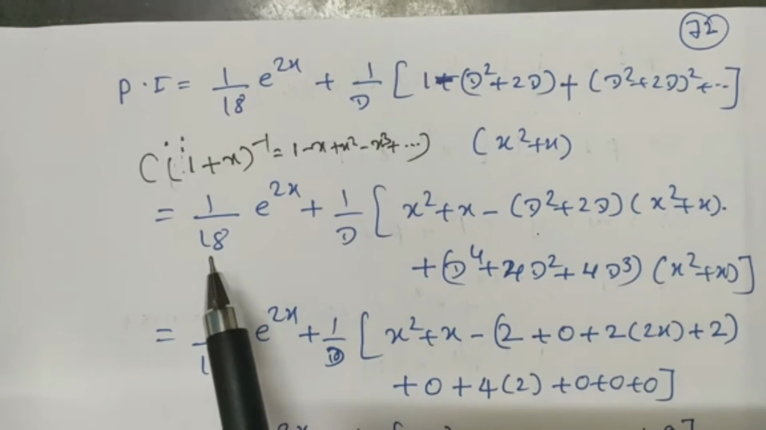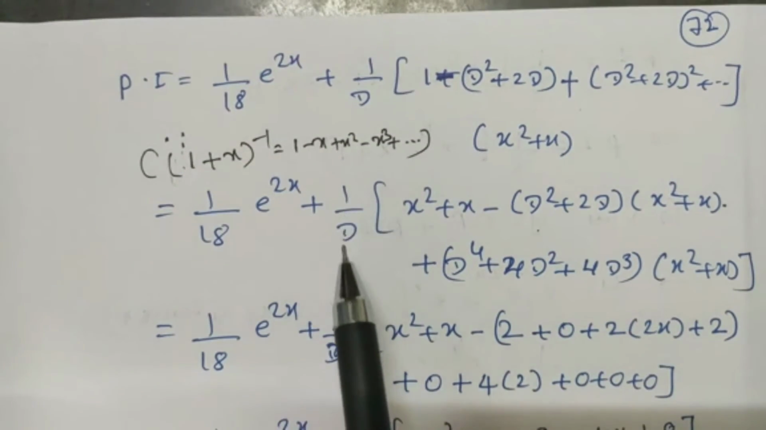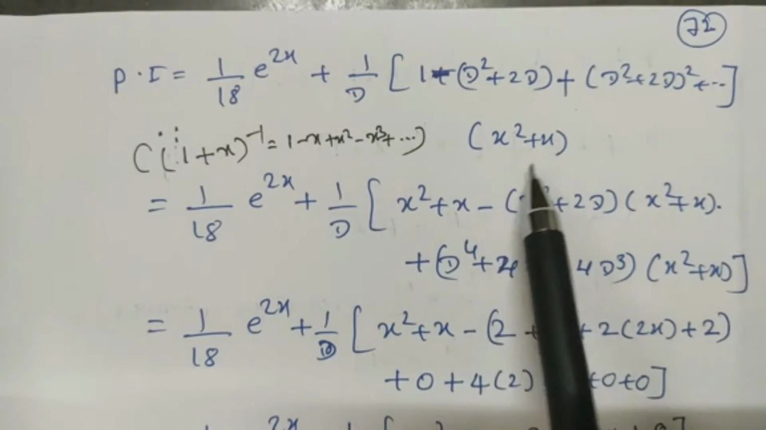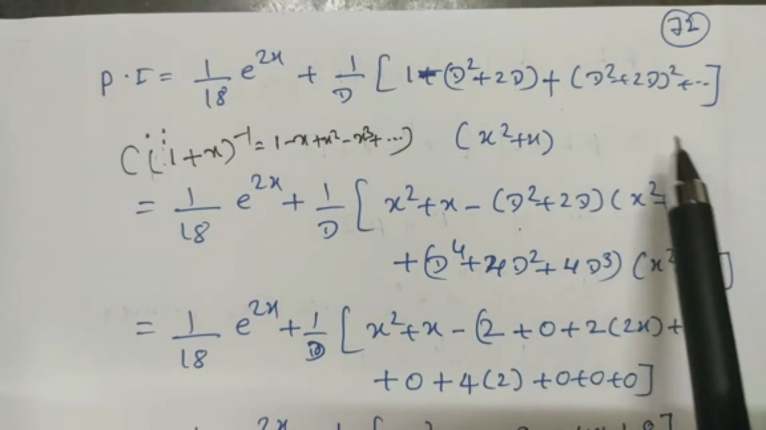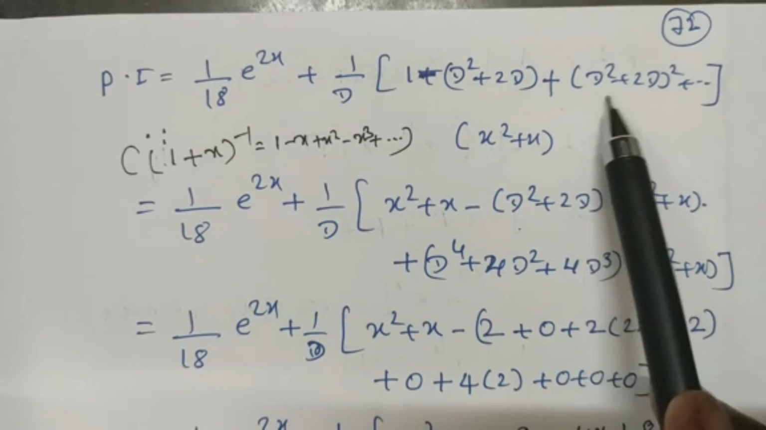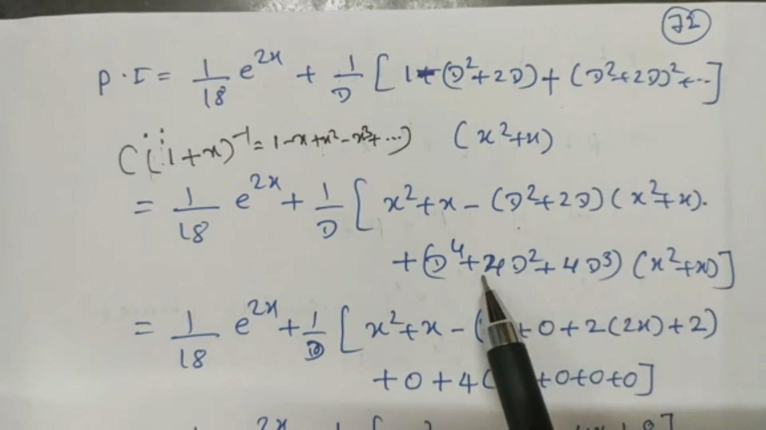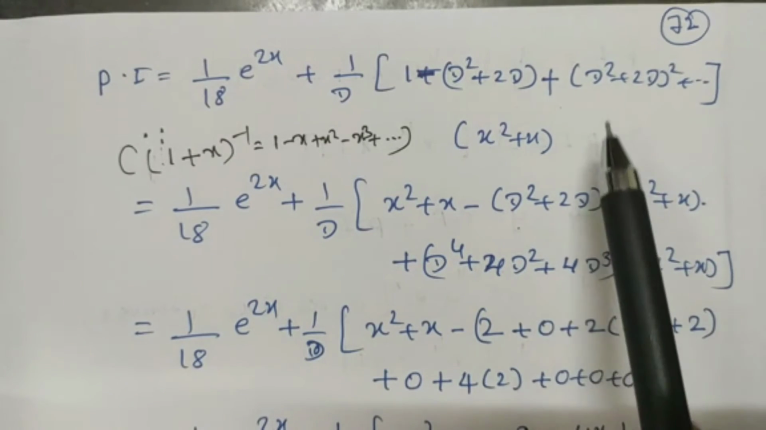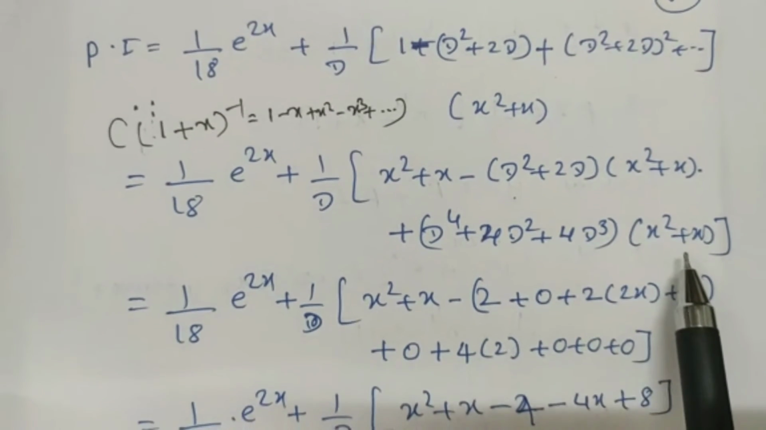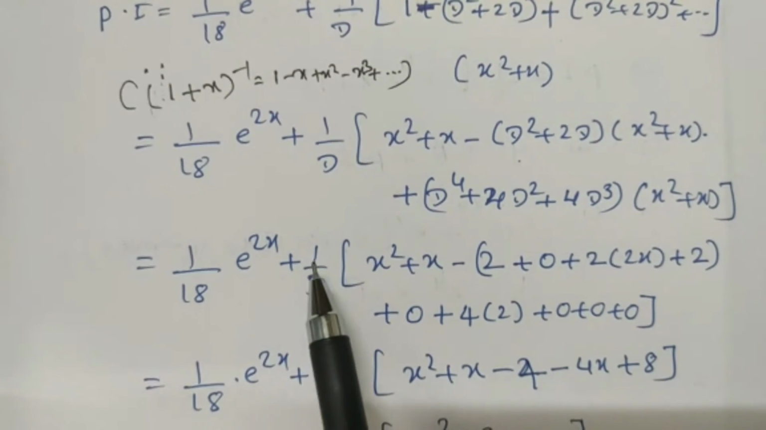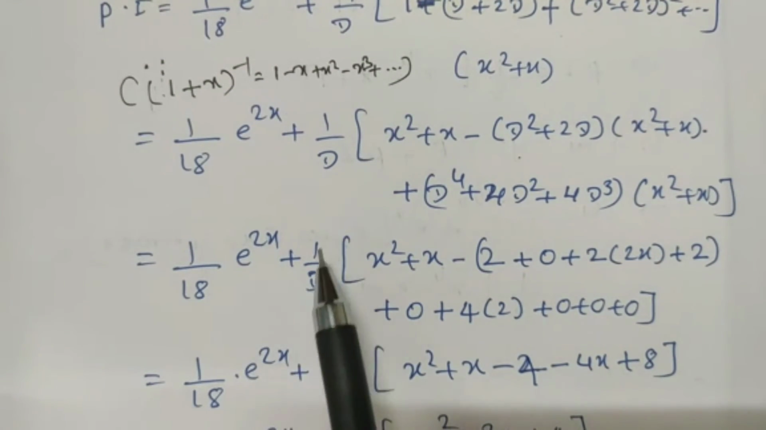So it is 1 by 18 e raised to 2x as it is, plus 1 by d, 1 into x square plus x is x square plus x, minus d square plus 2d of x square plus x. Then plus, it is in the form of a plus b whole square: d raised to 4 plus 4d square plus 4d, that is 2ab, it is 4d cube, of x square plus x.